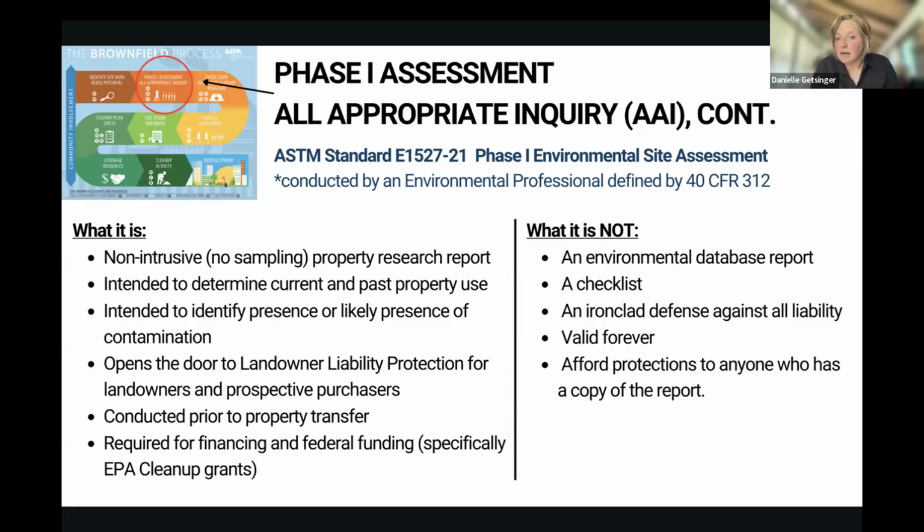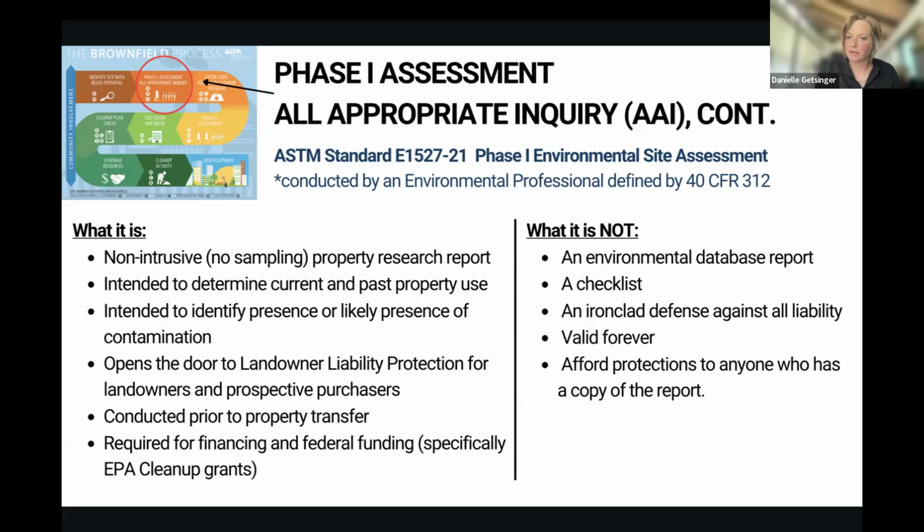So what this is not: it's not just a database report, it's not a checklist. This is my favorite: it's not an ironclad defense against all liability. It's just the CERCLA liability. You still have skin in the game as a property owner to protect your property and tenants on your property, or anybody who's walking around there digging in the dirt, etc.